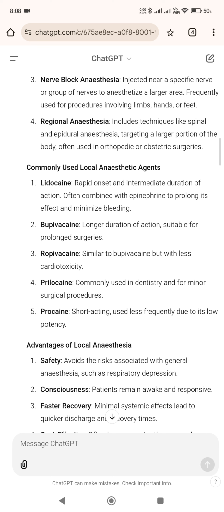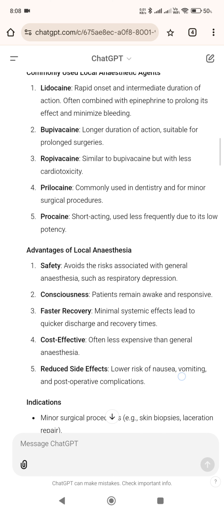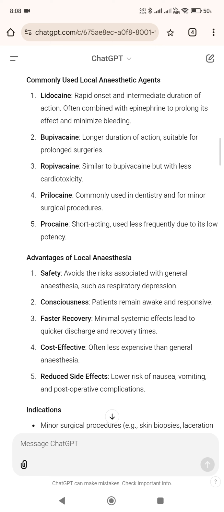Commonly used local anesthetic agents. 1. Lidocaine, rapid onset and intermediate duration of action, often combined with epinephrine to prolong its effect and minimize bleeding. 2. Bupivacaine, longer duration of action, suitable for prolonged surgeries.